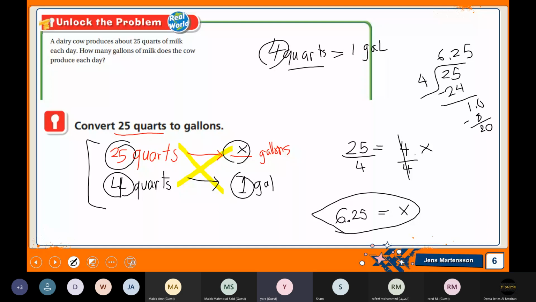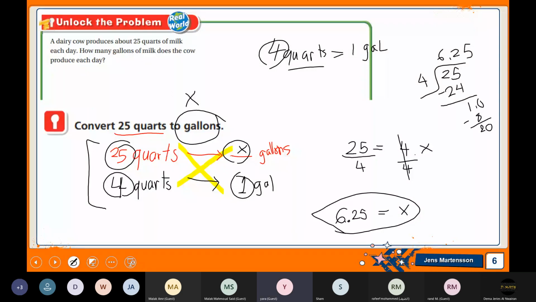Teacher, why did we put X on gallon? Teacher, in the book, they have a different way. Different way, yes. I put X beside gallons because they asked me to write the 25 quarts in gallons. So the gallons here is unknown. Okay.